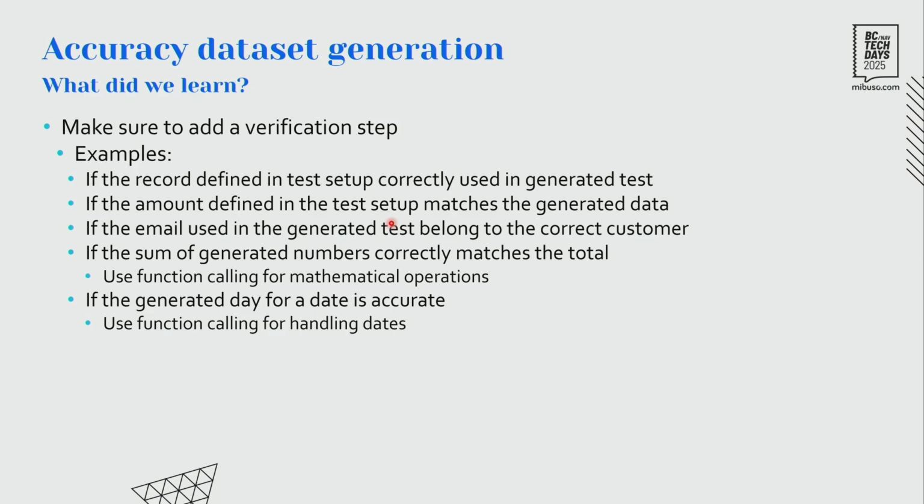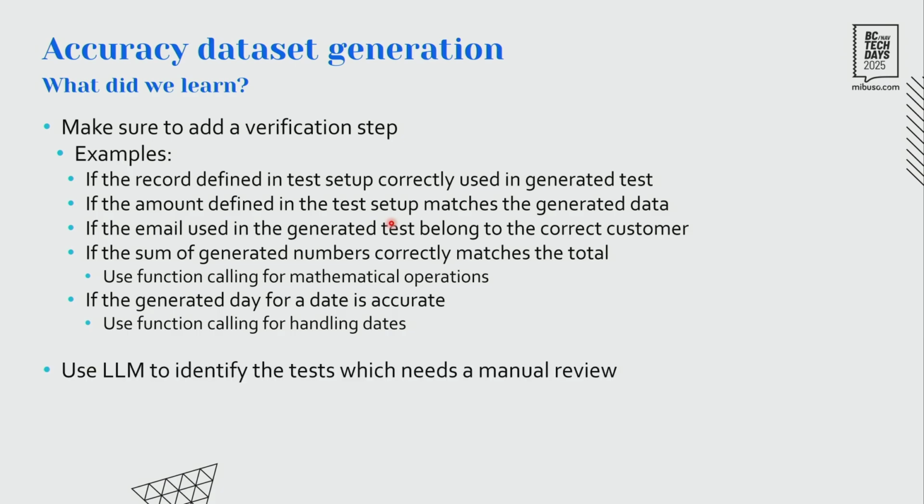So in summary, what did we learn? Make sure to add a verification step. It usually helps in catching a lot of the issues you will notice while generating a test data set. For example, the dates: we had this problem where the day generated for a date was wrong. So maybe using a function call there to address those is nice. And sometimes doing mathematical operations could be nice if we use function calling. The other interesting thing is that with the newer model, 4.1, I'm noticing fewer errors. The errors were higher when we were using an older model. So that's also an interesting thing. But make sure to add a verification step. It will make your life easier.